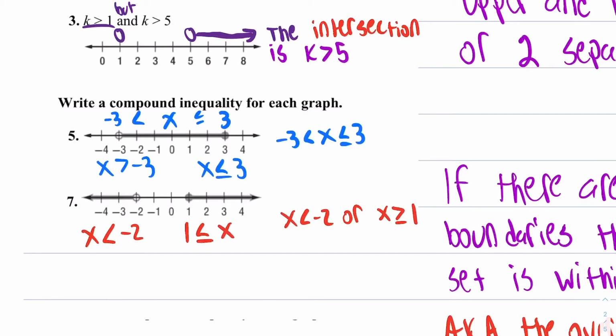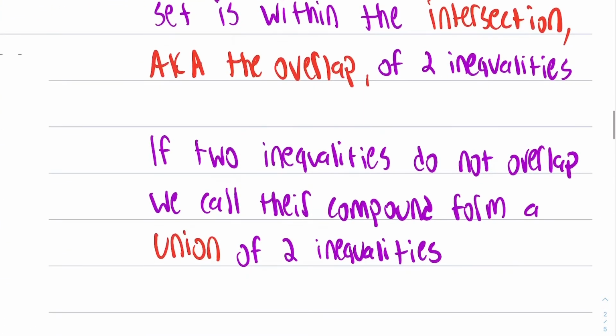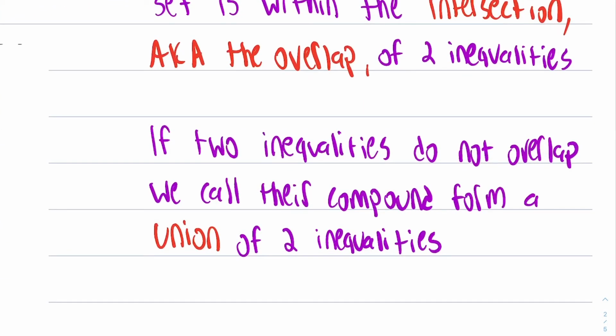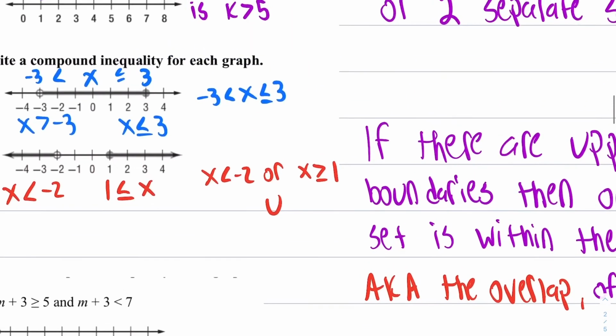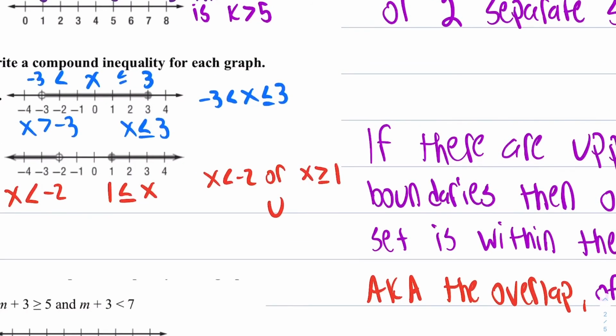And let me just show you one more, like a little abbreviation. We can abbreviate the word or. You don't have to remember this, but you're going to see it later, with the union symbol. We can do that because we have two inequalities that don't overlap, so that's a union. So or is a union of two things that don't overlap. So we can have x is less than -2, union x is greater than or equal to 1.